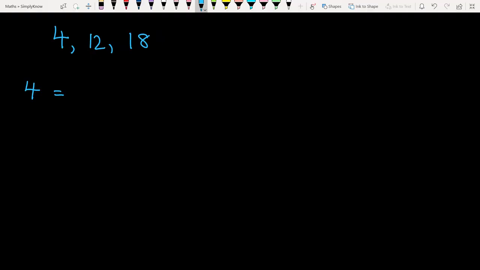Our first number is 4. How do we write 4 as a product of its prime factors? Here we need to find all the prime factors that 4 is divisible by. For this, we need to divide 4 by prime numbers. We always start with 2, which is the smallest prime number. Is 4 divisible by 2?